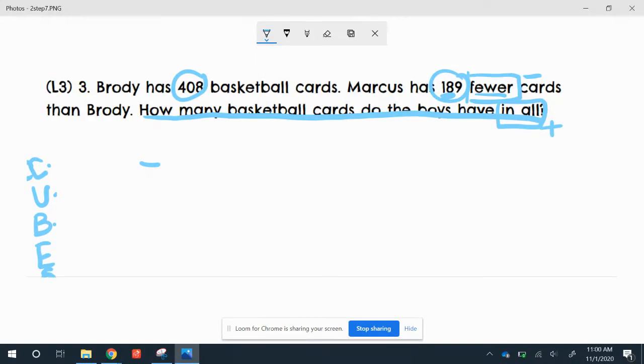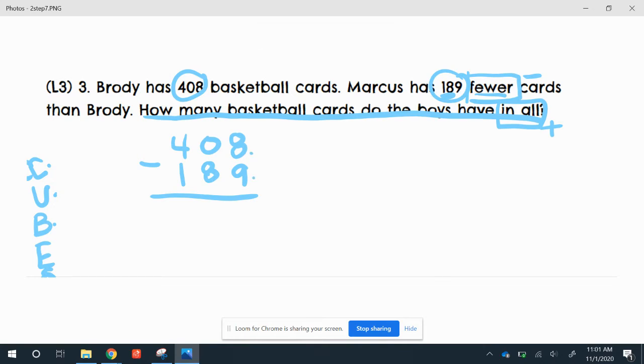So I'm going to look at my two numbers and decide which number goes on top. I know that when I subtract, the biggest number always goes on top. So I'm going to put 408 on the top because I know it is bigger than 189. And good mathematicians always line them up. Let's go ahead and solve our very first equation.